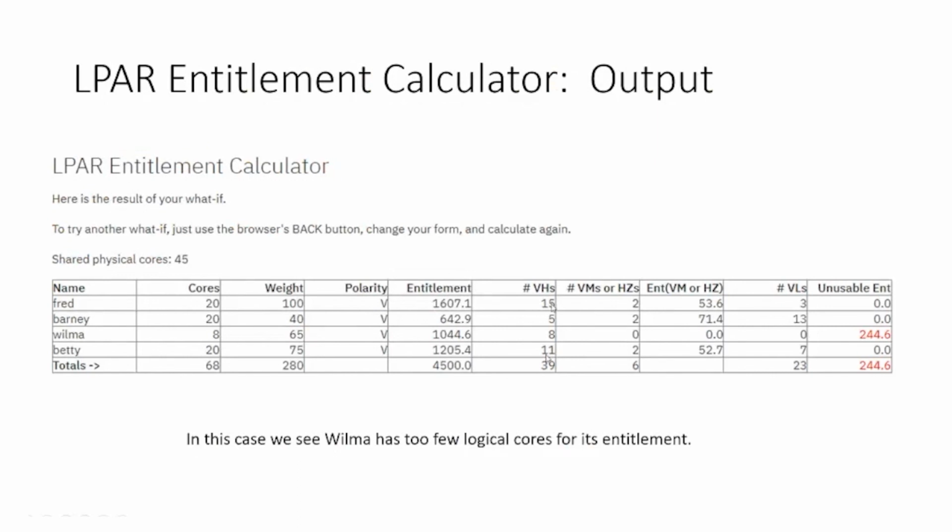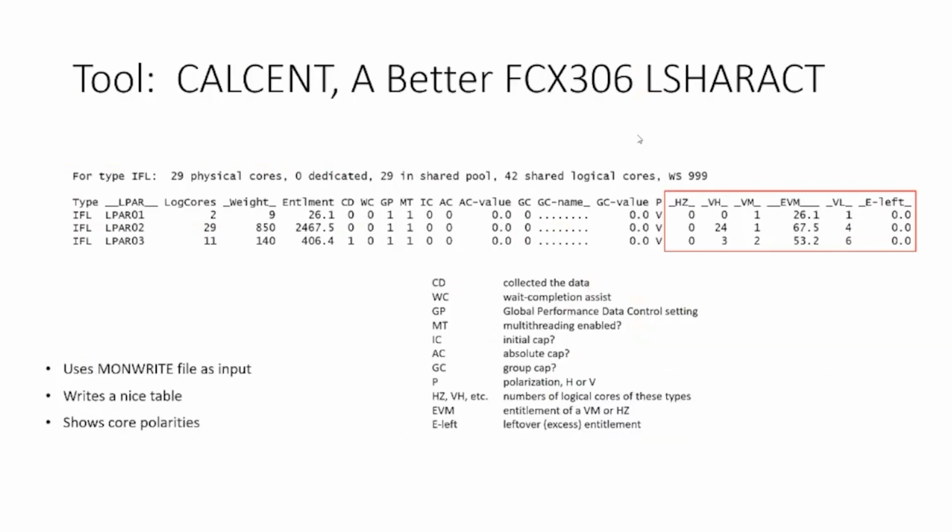It shows you how many vertical highs would be in each partition, how many vertical mediums or horizontals if you were running horizontally, and then what those mediums' entitlements are and the number of lows. And then if you committed the sin of unusable entitlement, that shows out here in red on the right. And you can see that the configuration we supplied shows that Wilma ended up with unusable entitlement. So something's wrong there. Either Wilma doesn't have enough cores or Wilma has too much weight or what have you. So if you want to do what ifs and experiment, you can certainly use the LPAR entitlement calculator, and its URL is on that previous chart. There's also a tool on the VM download library, something called CalcEnt. This runs off of a MONWRITE file.